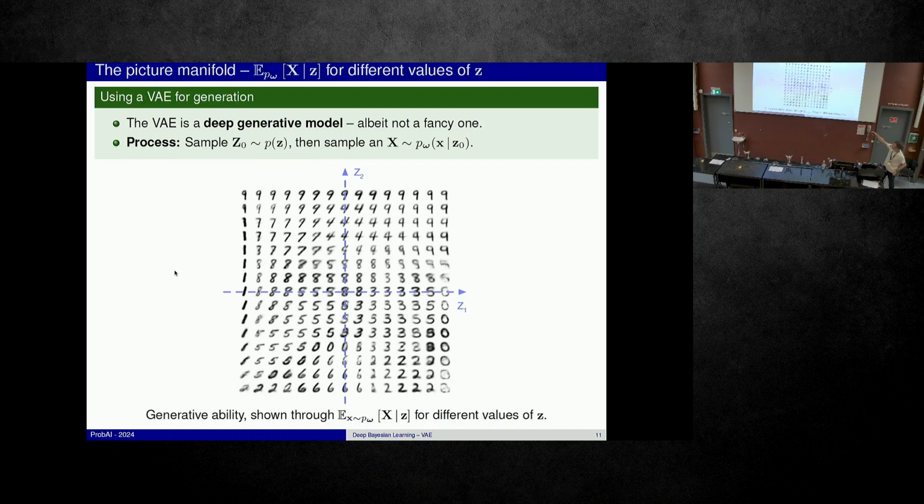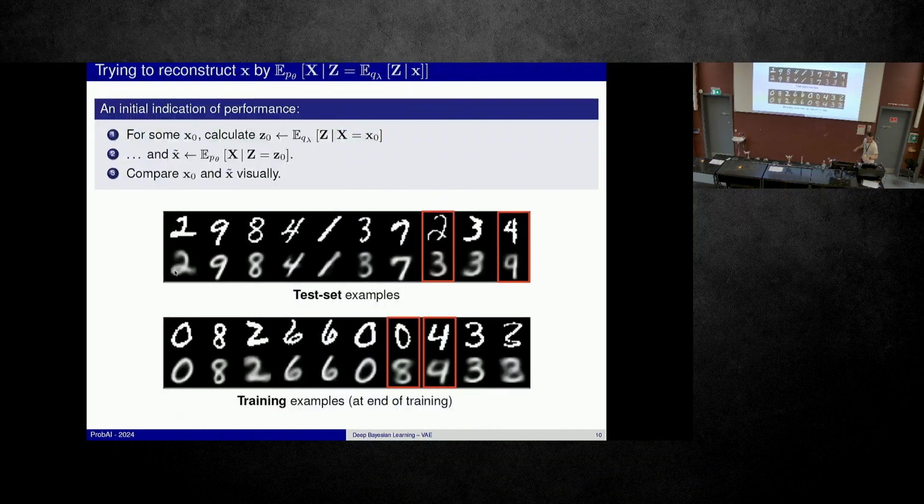And what you can see up here is that we have 4s and 9s that appear up here. You have 2s and 3s down here, and you have 5s and 6s over here. So going back to the examples that I showed you before, we had a confusion between 2 and 3, 4 and 9, just examples.